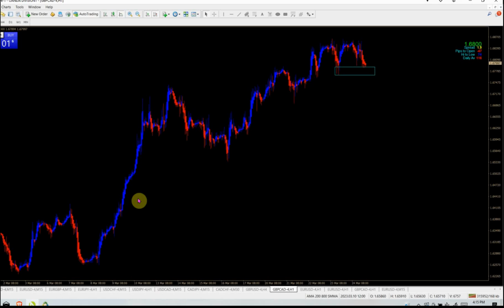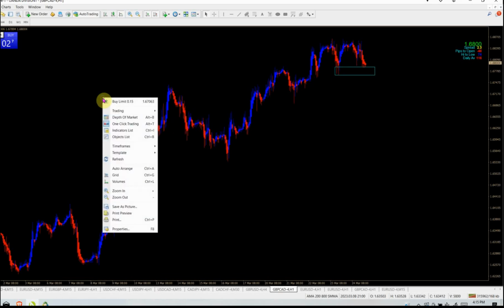Okay, and again, we can just do this. So here's the pound Canadian, and we've got this move up, and you can see on this impulsive move up, other than these couple of tiny little Heiken Ashi candles, we had a really strong, impressive move here.